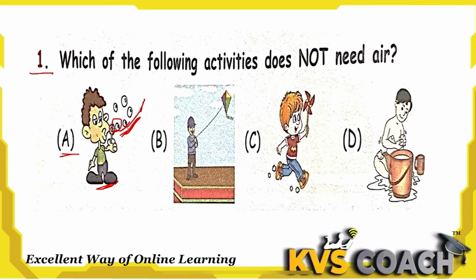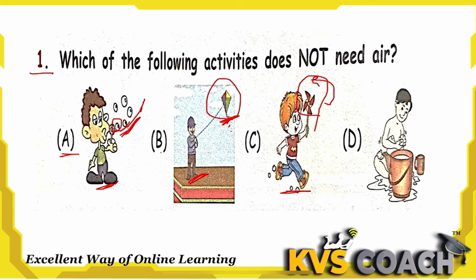In the second, a man is flying a kite. For flying a kite, they need air. Because in the absence of air, a kite cannot fly. It flies in the direction of air. Option C, a boy is using a hand fan and this hand fan moves with air in the direction of air.